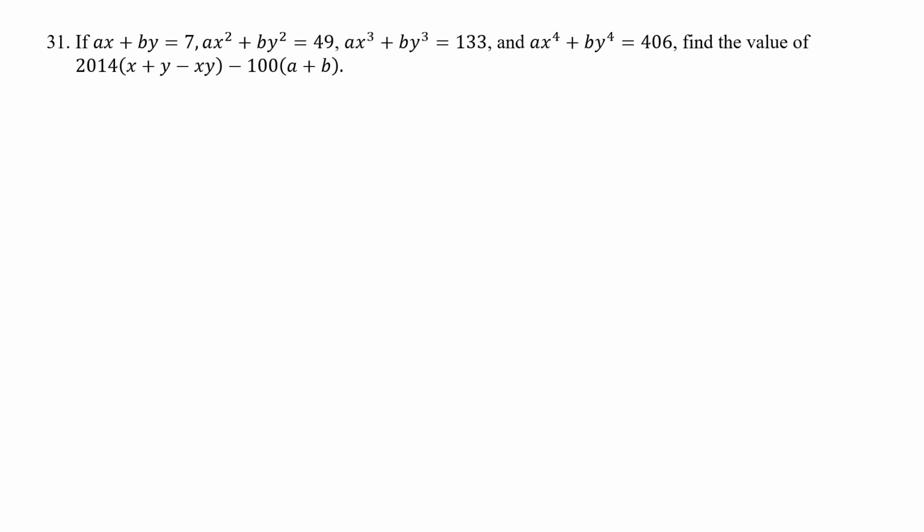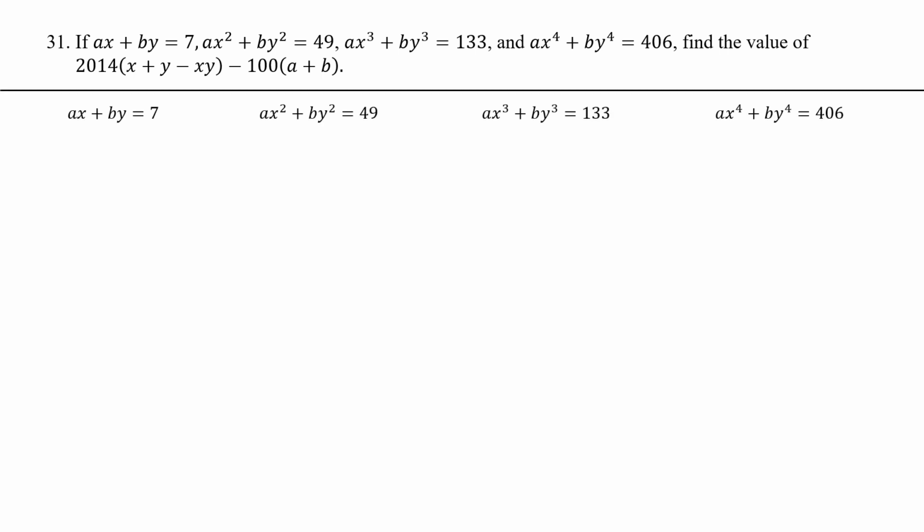If ax plus by equals 7, ax squared plus by squared equals 49, ax cubed plus by cubed equals 133, and ax to the fourth plus by to the fourth equals 406, find the value of 2014 times x plus y minus xy minus 100 times a plus b. Let's get started by writing down these identities.